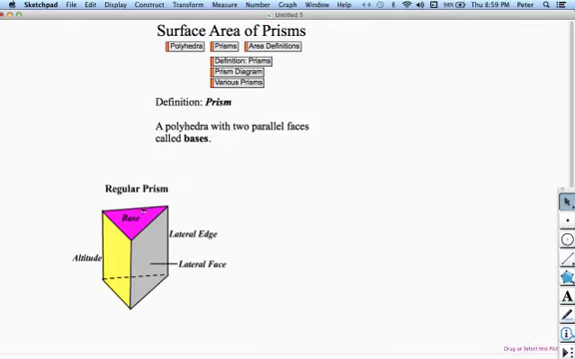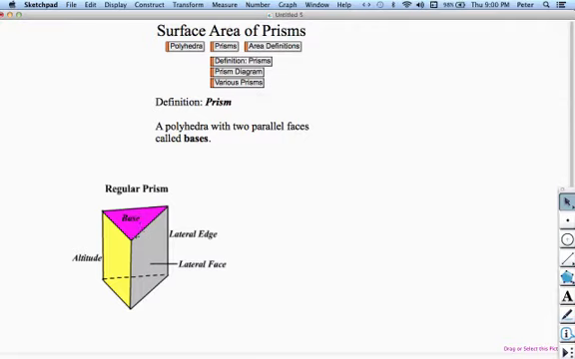So you can see that this regular prism pictured here has a triangular base on top. The lateral faces are parallelograms, and then down at the bottom is the other base, which is again a triangle. All prisms have two bases that are congruent and parallel. Make sure that's in your notes. The prisms are named for the shape of the base.